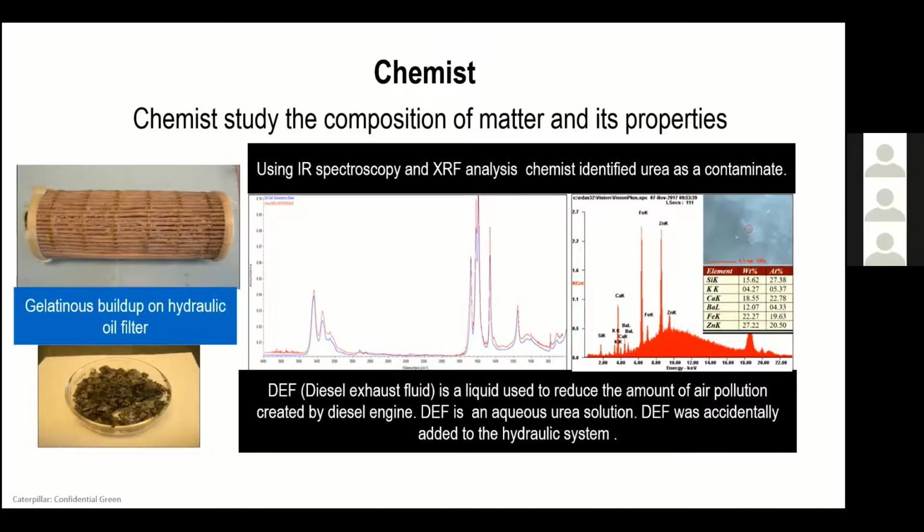It looks like somebody came to our organization with a gelatin-type buildup on this hydraulic filter. Eventually it was identified that diesel exhaust fluid, which is used to reduce the amount of air pollution, somehow got into the hydraulic system, and so it formed a gel. It's just an idea of what chemists do in the manufacturing environment. They'll get involved in situations like this.